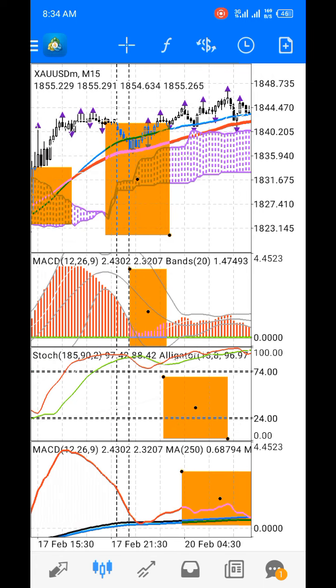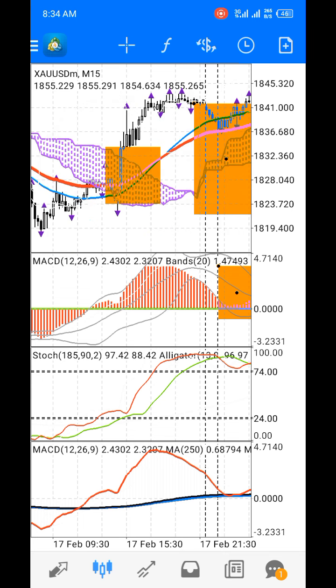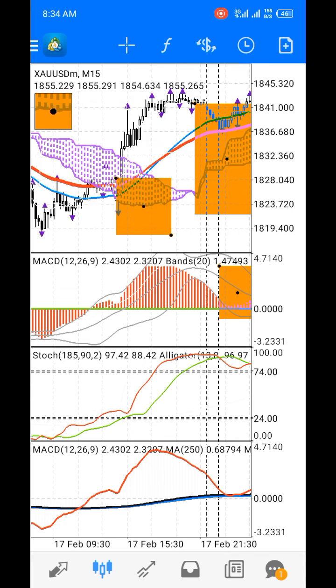So how can you use this strategy to trade gold effectively? All right, so on the main chart I have some indicators. I have Ichimoku, and I have moving averages.